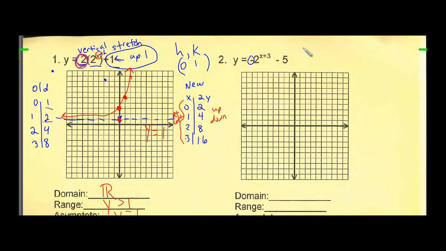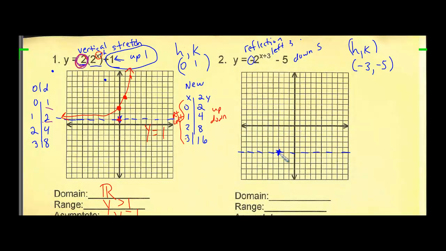The negative sign tells me I have a reflection. The x plus 3 tells me I'm moving left 3 units. And the negative 5 tells us we're moving down 5. HK in this graph would be negative 3, negative 5. So 1, 2, 3, down 5. So the new asymptote is at negative 5. And HK is negative 3, down 5.